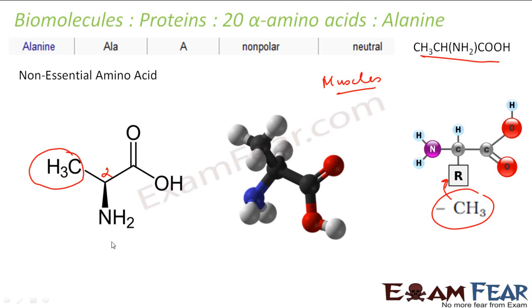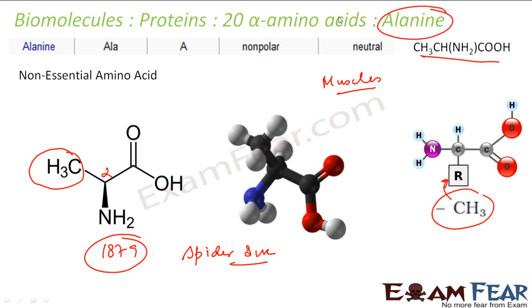So it was first found in 1879 from spider silk. And that's why it's called alanine. Correct? Alanine was found first on spider silk. Source is meat, seafood, milk, egg, fish. Vegetarian it is beans, nuts, yeast, brown rice, corn, etc. And this is the structure of alanine.